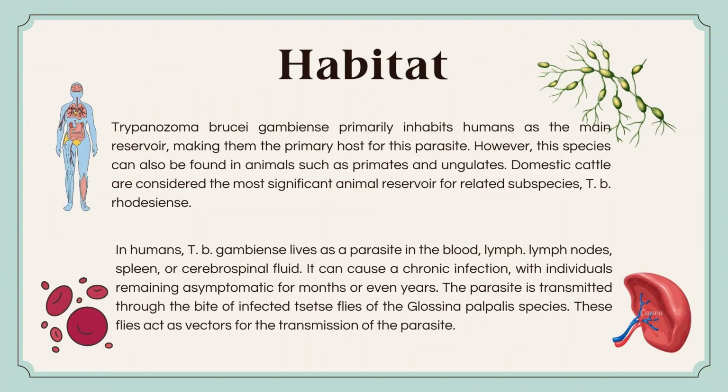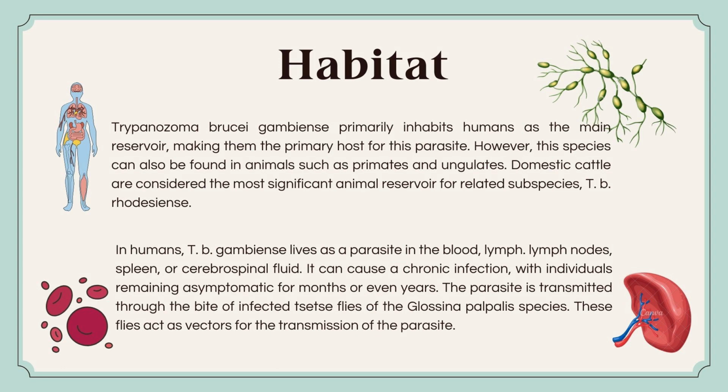Habitat: Trypanosoma brucei gambiense primarily inhabits humans as the main reservoir, making them the primary host for the parasite. However, this species can also be found in animals such as primates and ungulates. Domestic cattle are considered the most significant animal reservoir for the related subspecies Trypanosoma brucei rhodesiense.